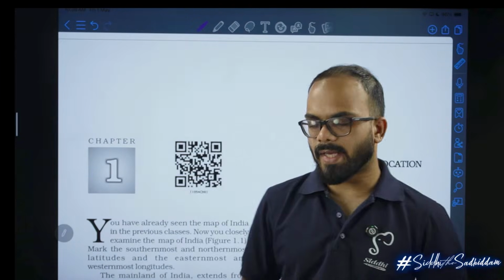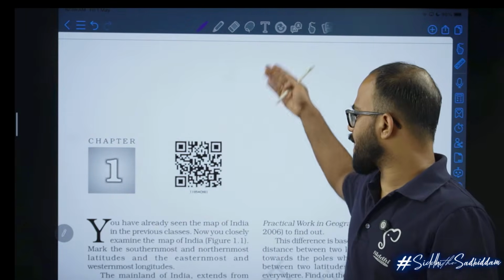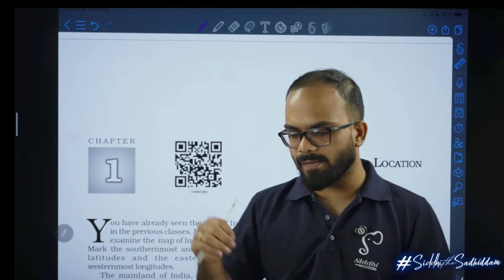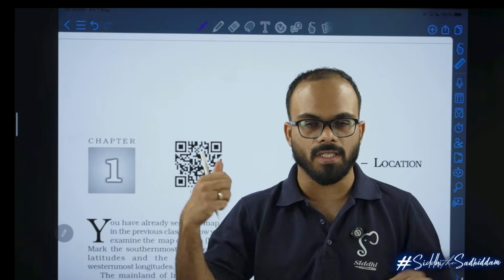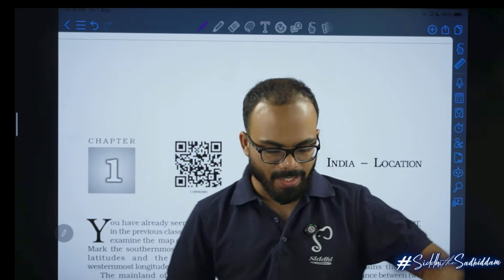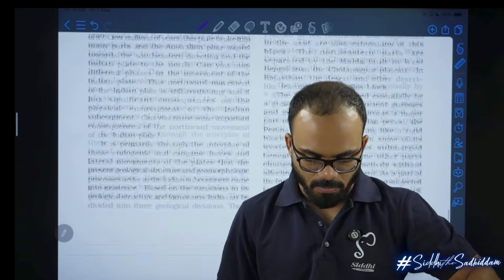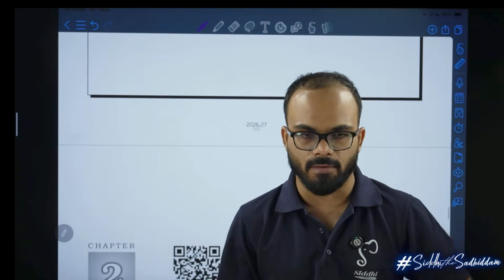Yes, so today, yesterday I saw you were asking for the marked NCERT. You will get it today. Today we will complete marking the NCERT. After this, you will get the NCERT. So today in the first part of the class, I will mark NCERT in the first two chapters, India and its location. Then I have to mark the topic of Indian physiography.